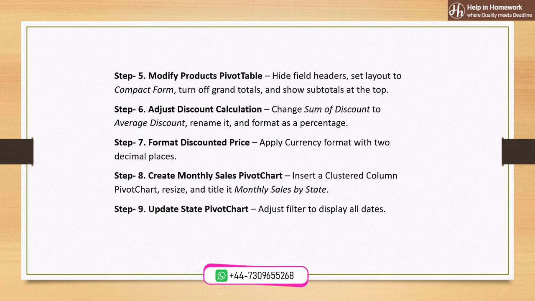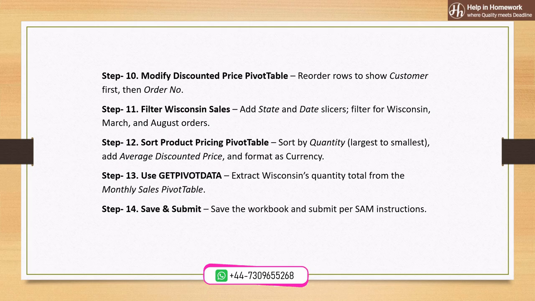state. Step 9. Update state pivot chart, adjust filter to display all dates. Step 10. Modify discounted price pivot table, reorder rows to show customer first, then order no. Step 11. Filter Wisconsin sales, add state and date slicers, filter for Wisconsin, March, and August orders.